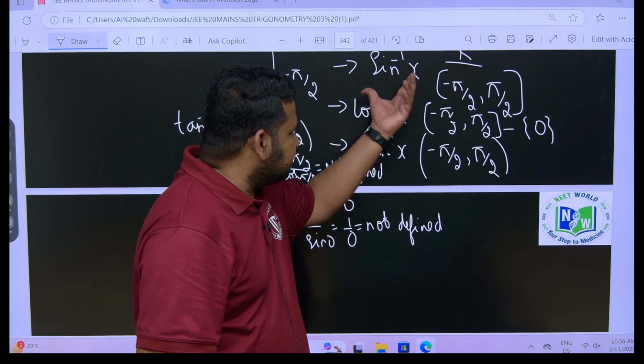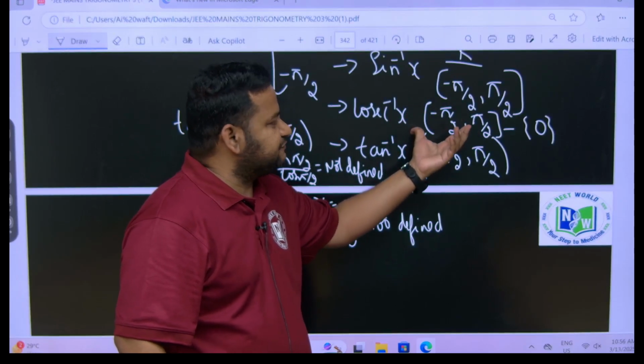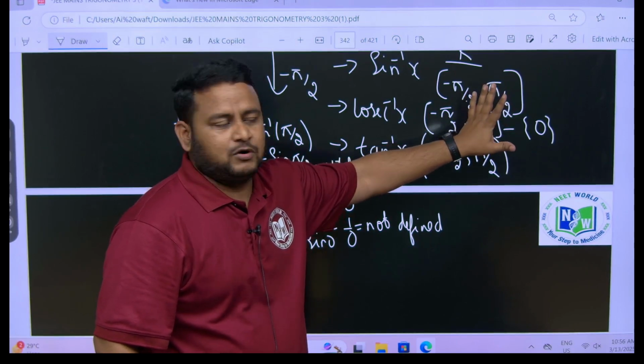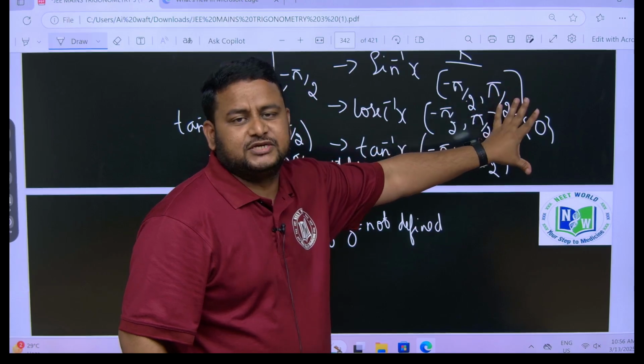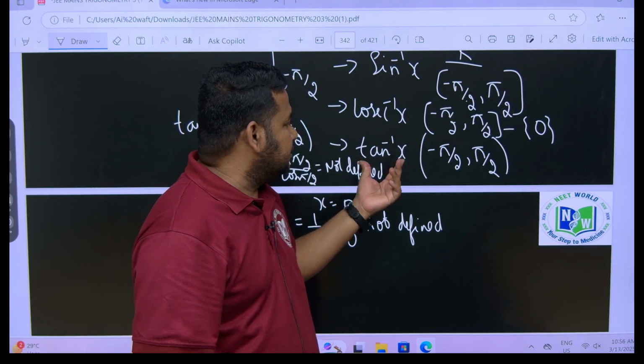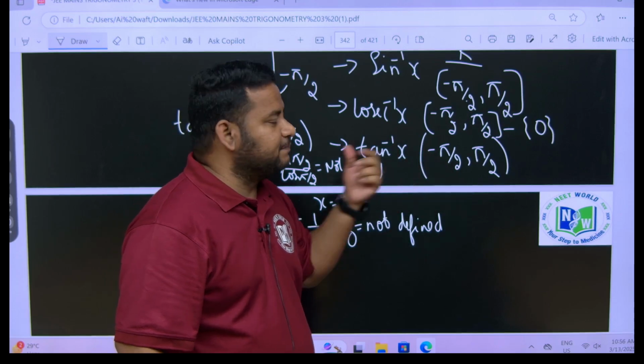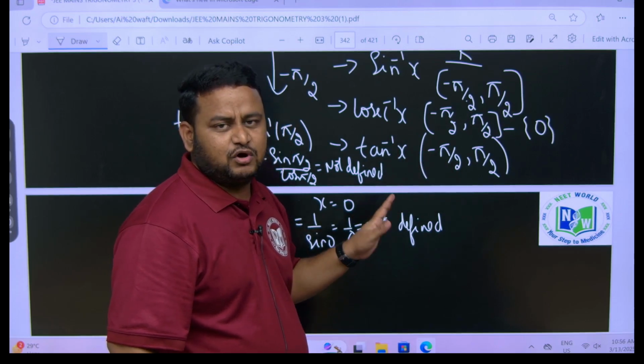So sin inverse of x and cosec inverse of x have the same range, but when it comes to cosec inverse of x, you have to remove 0. You have to exclude 0. Both are closed brackets, that is closed interval. Next, tan inverse of x is similar to sin inverse of x, but it is open bracket. Pi by 2 and minus pi by 2 are not included.